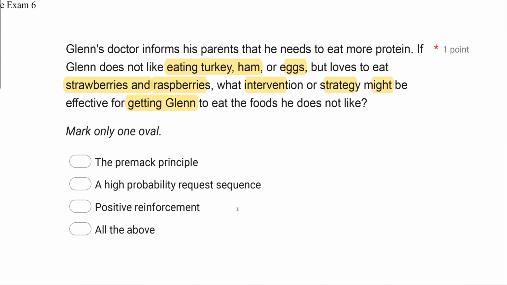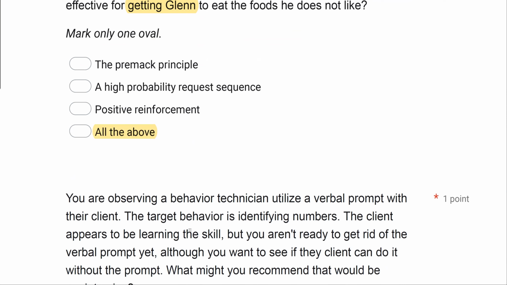So of these interventions, it looks like all three, the Premack principle, a high probability request sequence, and positive reinforcement might be effective. So our answer here is D, all the above.